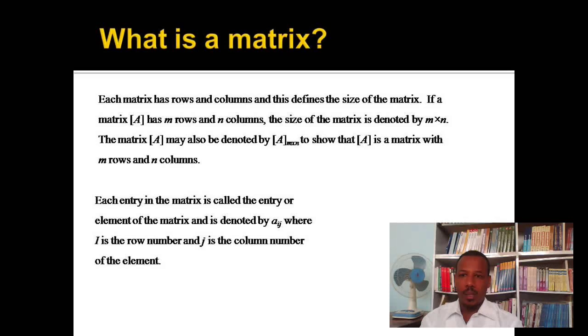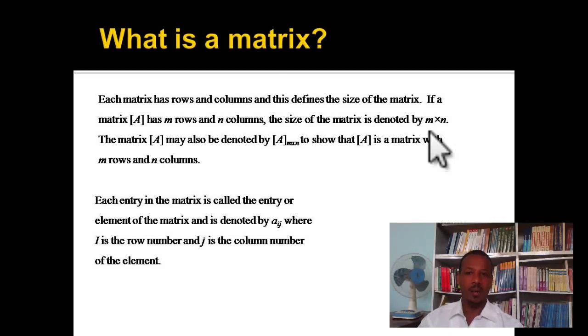Okay, what does a matrix mean? Each matrix has rows and columns, as we have defined earlier, and this defines the size of the matrix. The size of the matrix depends on the number of rows and the number of columns. So if a matrix A has m rows and n columns, the size of the matrix is denoted by m by n.